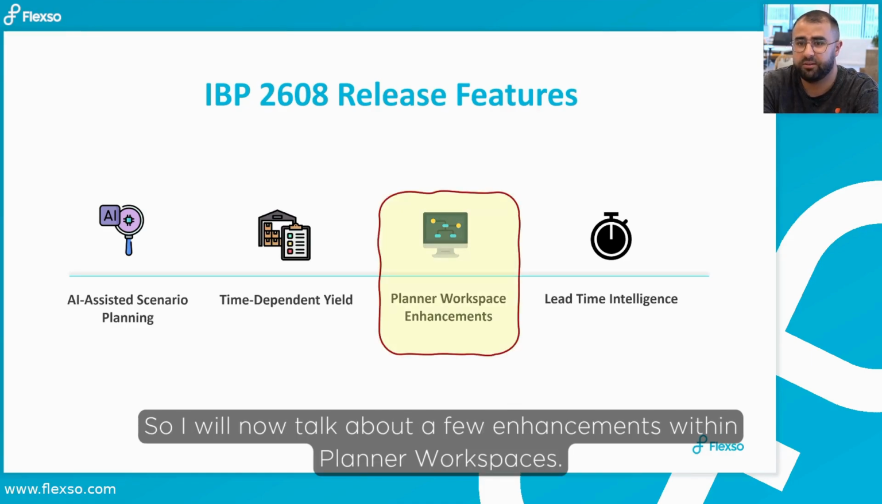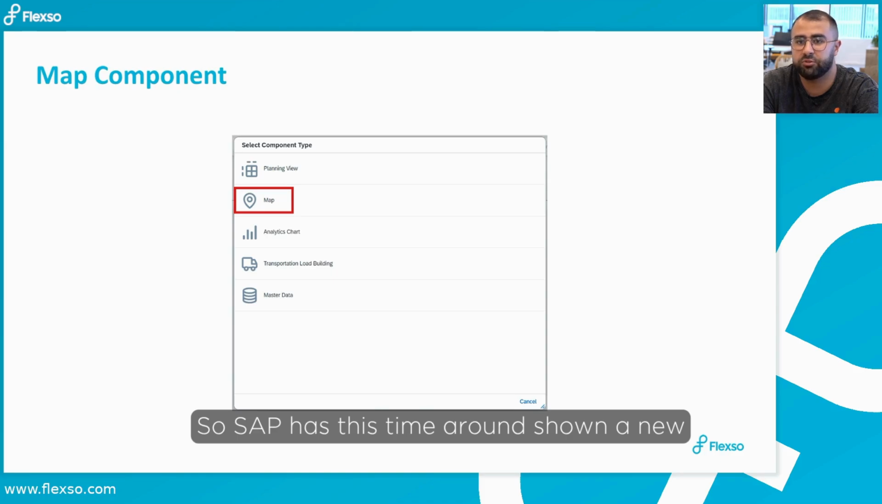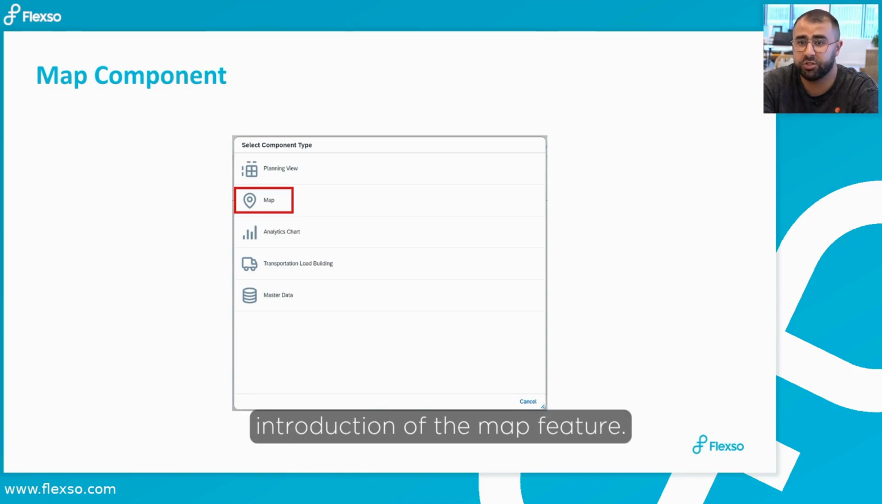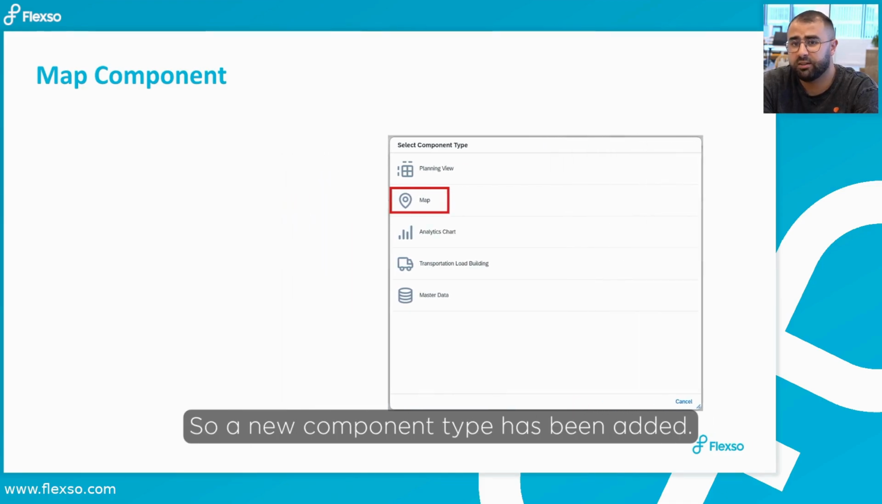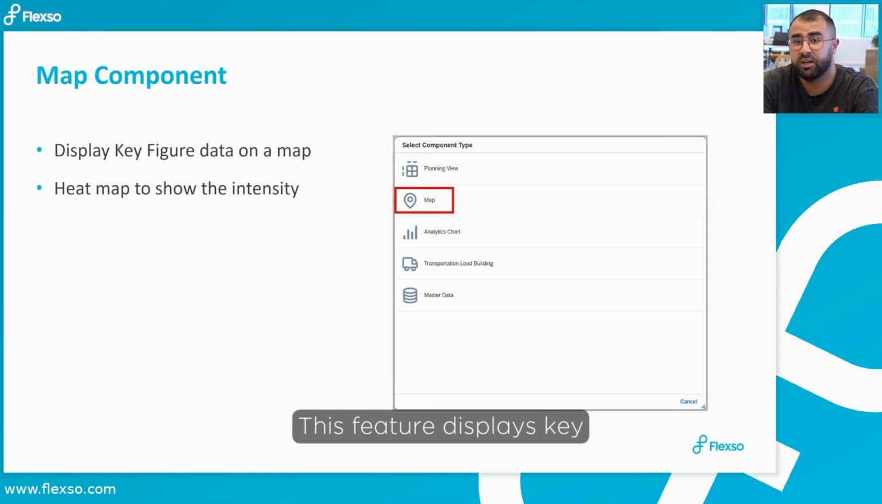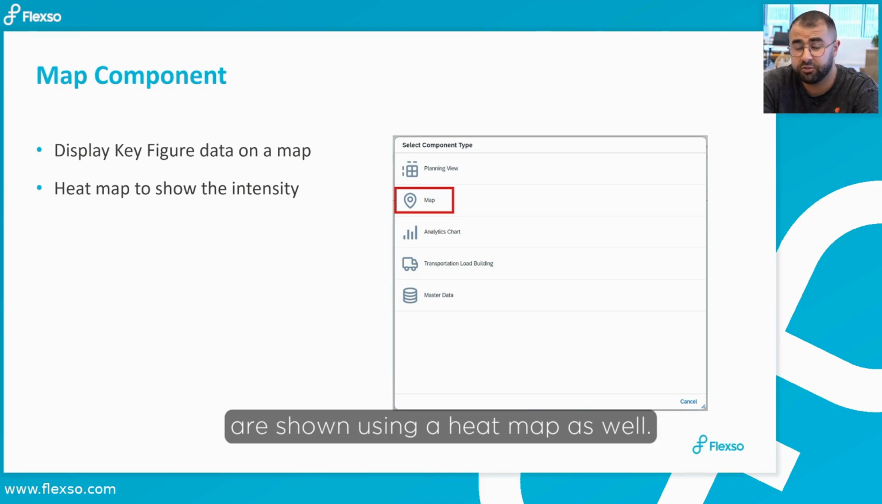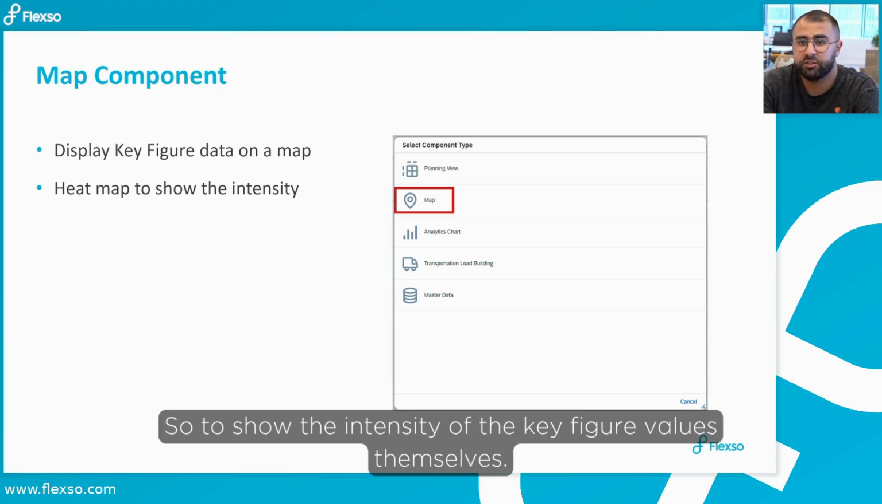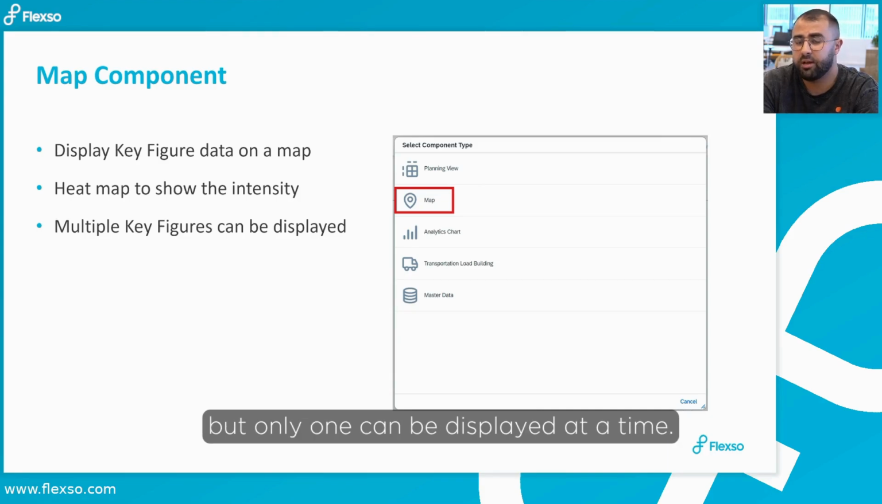Indeed. So I will now talk about a few enhancements within Planner Workspaces. SAP has this time around shown a new introduction of the map feature. So a new component type has been added. This feature displays key figure values on a geographical map, and the values are shown using a heat map as well, to show the intensity of the key figure values themselves. So multiple key figures can be shown on the geographical map, but only one can be displayed at a time.